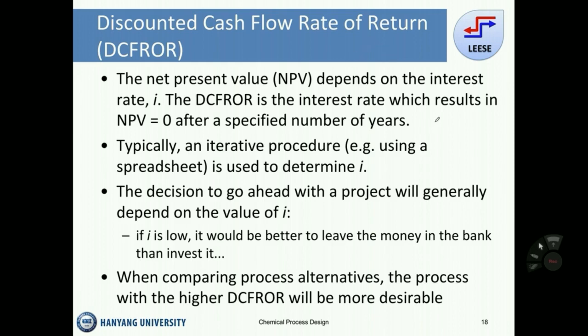So we are introducing another factor called discounted cash flow rate of return, also known as DCFR or R. So NPV, the net present value, depends on the interest rate I. This is the interest rate which results in NPV equal to 0 after a specified number of years. So that is the number of years. That is the NPV, net present value, okay?